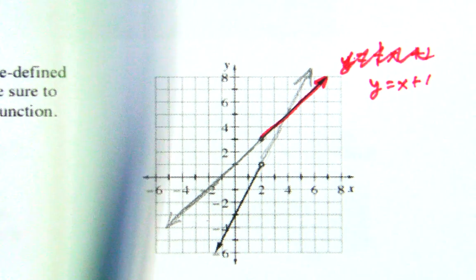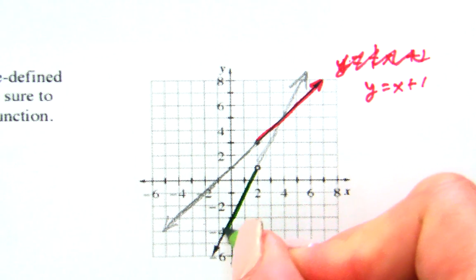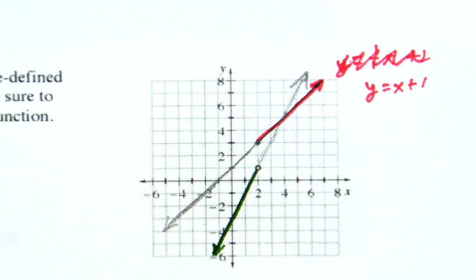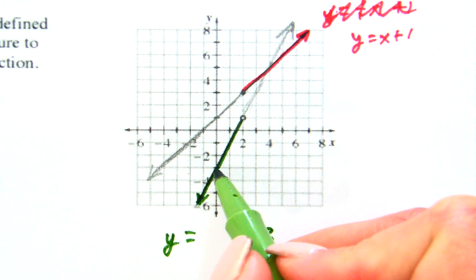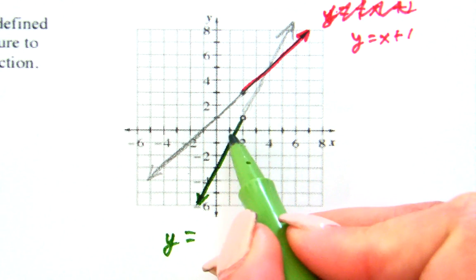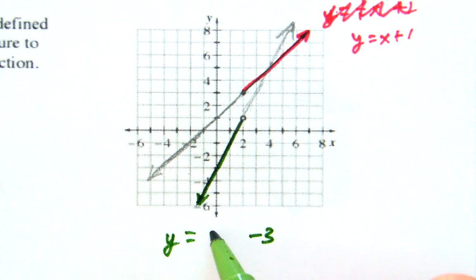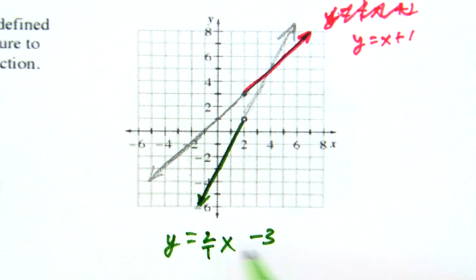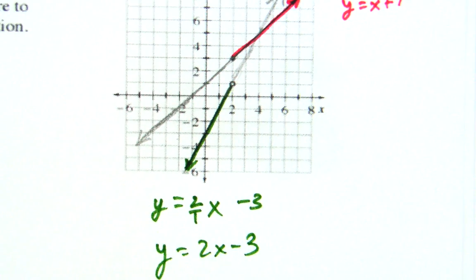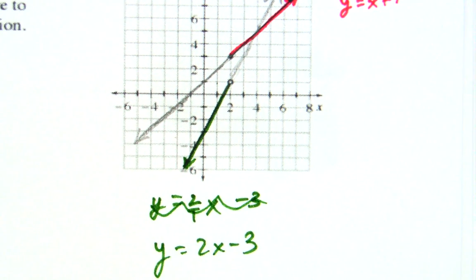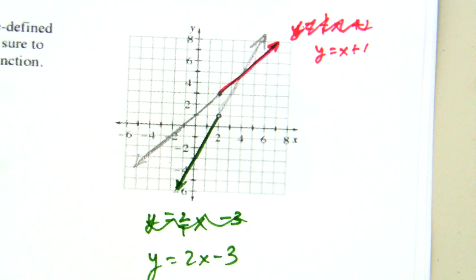And then the second one, which would be the green one down here, it would be y equals, it hits at negative 3, so it's going to be minus 3. And then we're going 1, 2, 1, 1, 2. So it'd be up 2 over 1 x. They're both positive, so they're both going to have positive slopes. Or better known as y equals 2x minus 3. So those would be the two lines.